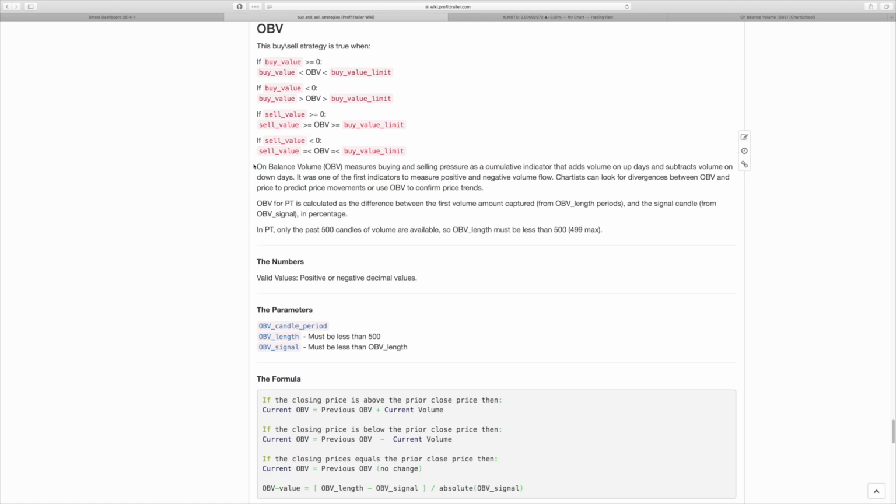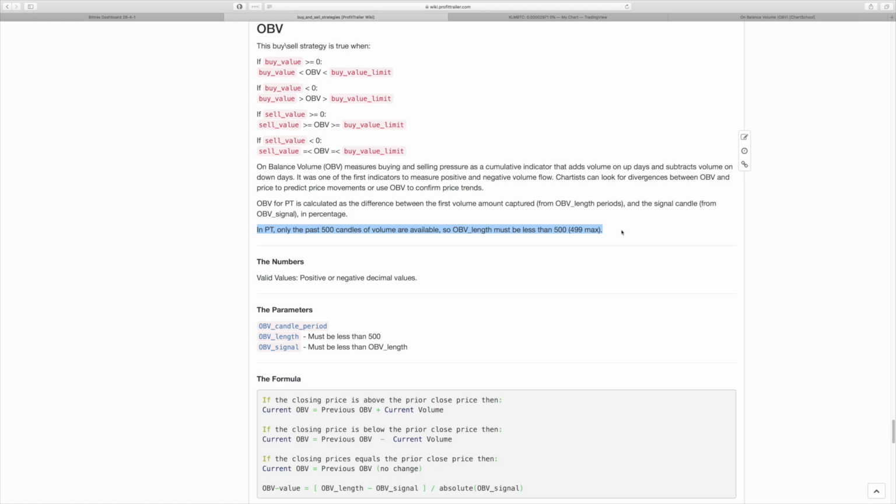Now you have your on-balance volume description here, and it's basically what we just went into on StockCharts, so I'm not going to cover it again here. This is almost copied from StockCharts, this description, so this is pretty well what we've been talking about already. Now it says here, in ProfitTrailer, only the past 500 candles of volume are available. Okay, that's mainly because on most of the charting programs out there, all you will have is 500 candles of volume available.